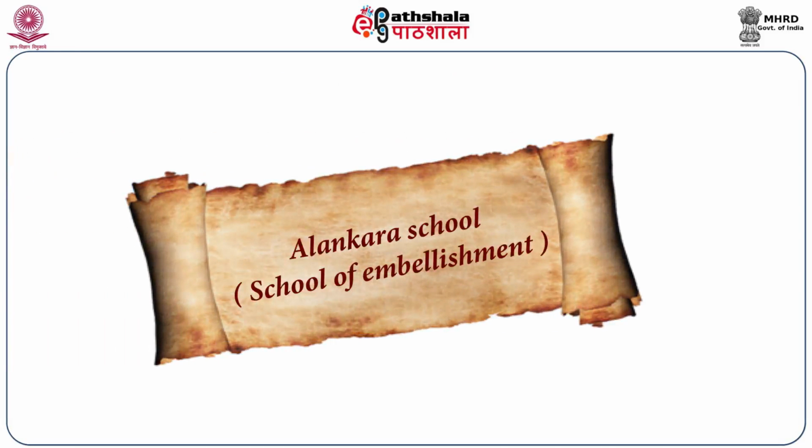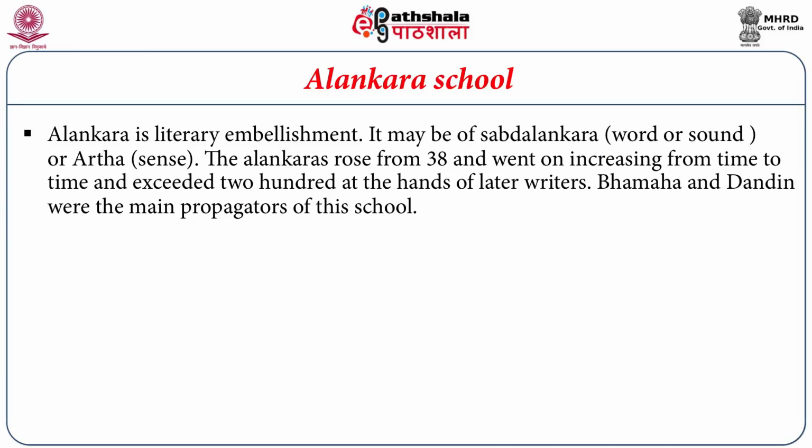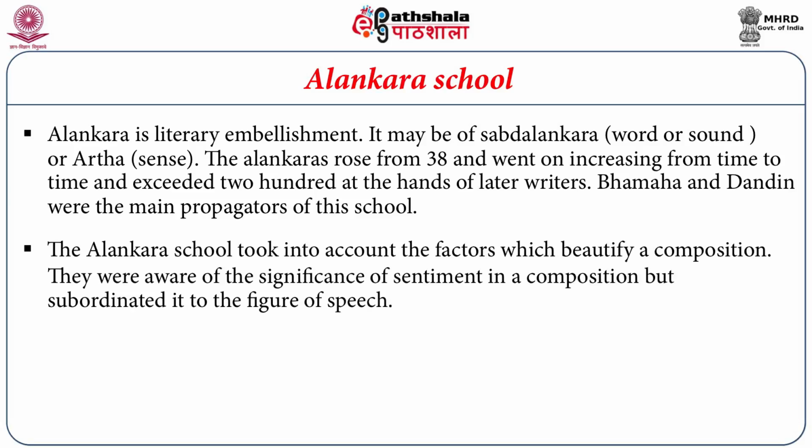Now we shall see the essence of the Alankara school. We have been talking about Alankara as an embellishment factor. We have two varieties, that is Shabdalankara and Arthalankara. The Arthalankaras initially numbered only 38, and later rose to around 200. Bhamaha and Dandin were the main propagators of this school. The Alankara school took into account the factors which beautify a composition. They were aware of the significance of sentiment in a composition, but subordinated it to the figure of speech.